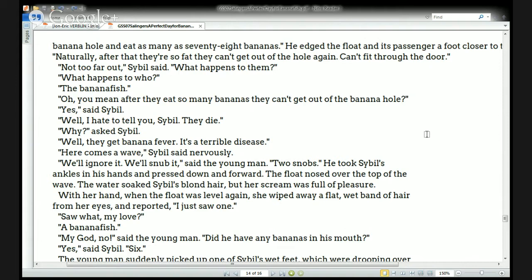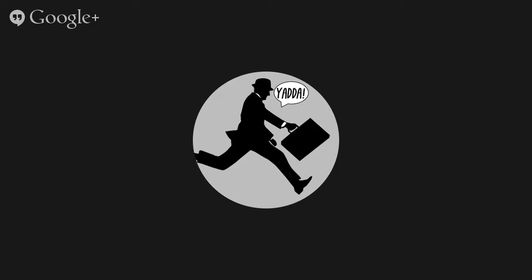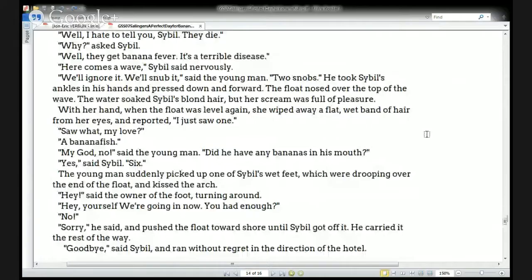With her hand, when the float was level again, she wiped away a flat, wet band of hair from her eyes and reported, "I just saw one." "So what, my love?" "A banana fish." "My God, now," said the young man. "Did he have any bananas in his mouth?" "Yes," said Sybil. "Six." The young man suddenly picked up one of Sybil's wet feet, which were dropping over the end of the float, and kissed the arch.